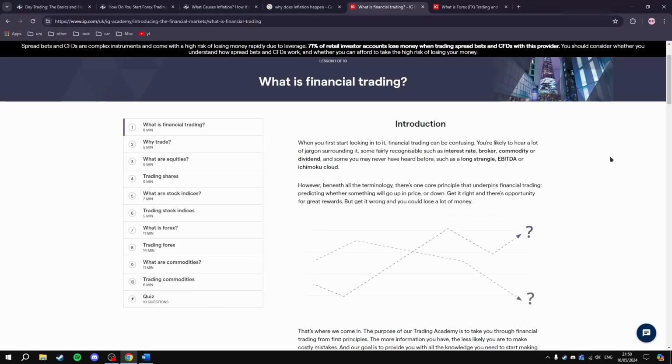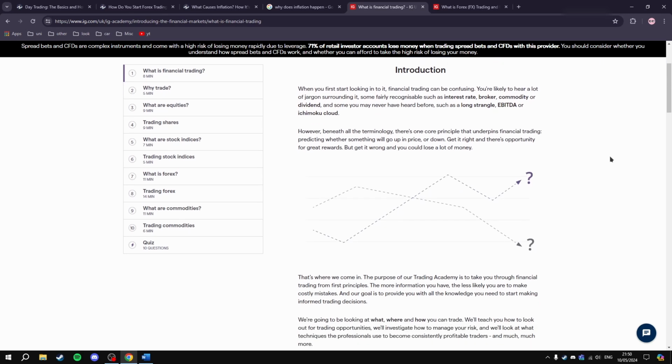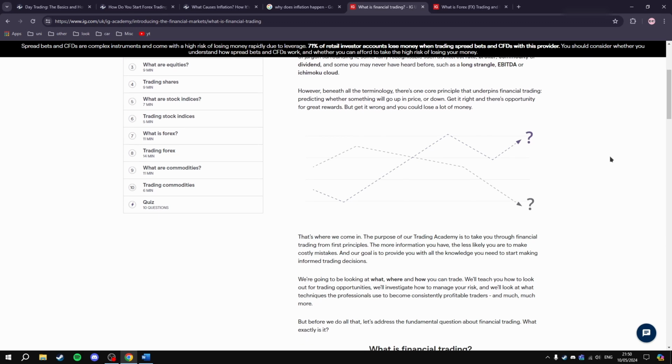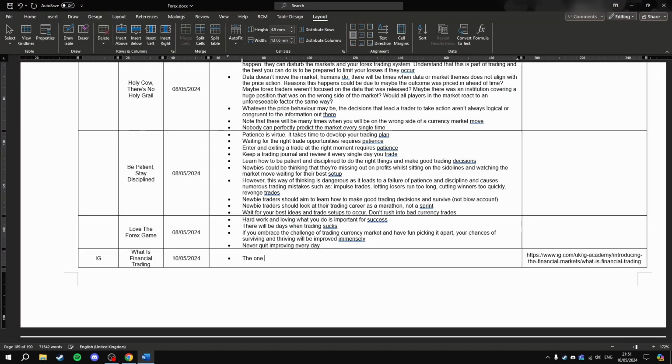Okay. Introduction. When you first start looking into it, financial trading can be confusing. You're likely to hear a lot of jargon surrounding it. Some fairly recognizable, such as interest rate, broker, commodity, or dividend, and some you may never have heard before, such as long strangle, EBITDA, or Ichimoku clouds. However, beneath all the terminology, there's one core principle that underpins financial trading: predicting whether something will go up in price or down. Get it right and there's opportunity for great rewards, but get it wrong and you could lose a lot of money.